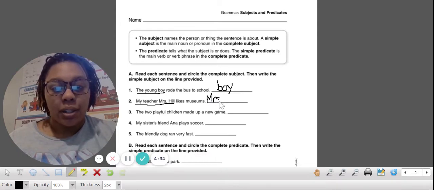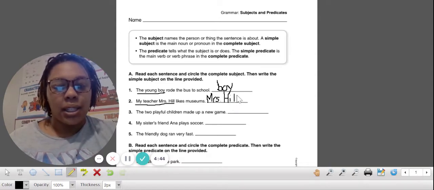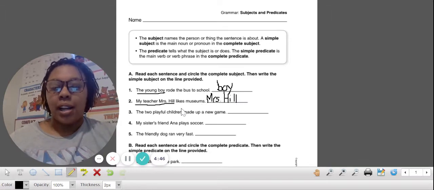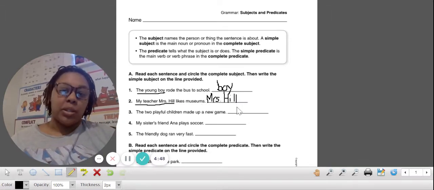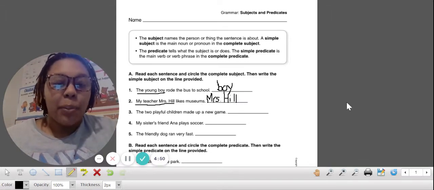Excuse my writing, boys and girls. It's not very easy writing on a computer like this. Okay, so Mrs. Hill would be my simple subject. I could still say the same sentence without saying my teacher. I could still say Mrs. Hill likes museums. Okay, number 3.